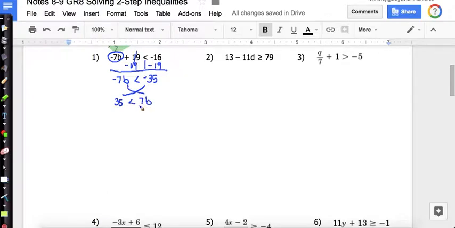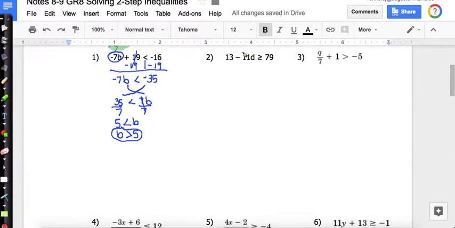The opposite of multiplication is division. So we're going to divide both sides by 7. The 7s are going to cancel, and 35 divided by 7 is 5. So 5 is less than b, or read it backwards, b is greater than 5. And remember, I rewrote it because the variable was negative.